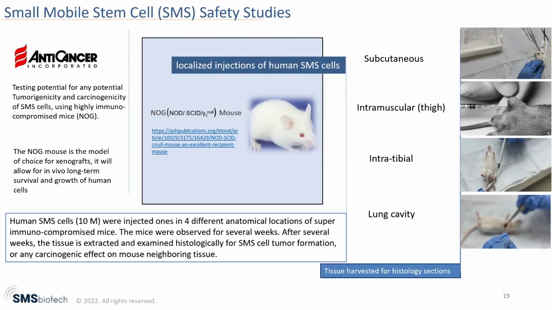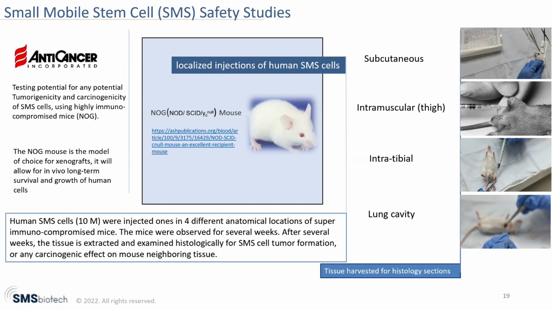In fact, we also tested whether these cells produce any tumors inside the animal. This is a test that the FDA requires us to do. We injected the cells not just in one place, but in many different tissues. We injected them subcutaneously, intramuscularly, intratibial, and in the lung cavity. No tumors were observed whatsoever.